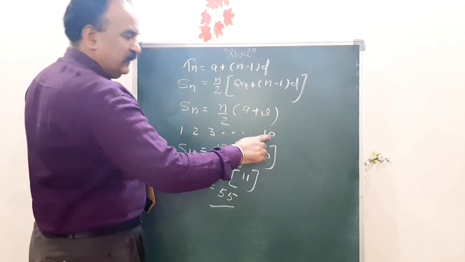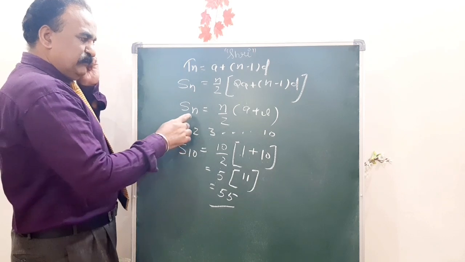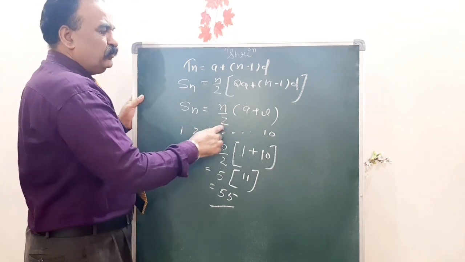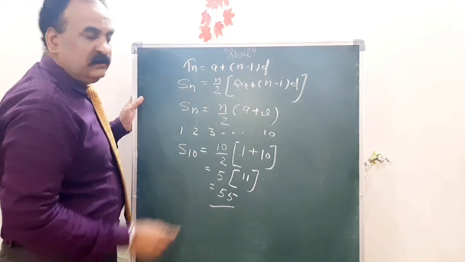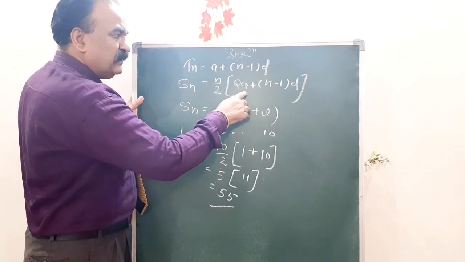Okay, this is the last term, this is the first term. It means Sn is equal to n by 2 into bracket a plus l, where l is the last term. This is the formula. Now how do you get this formula? Let us see.